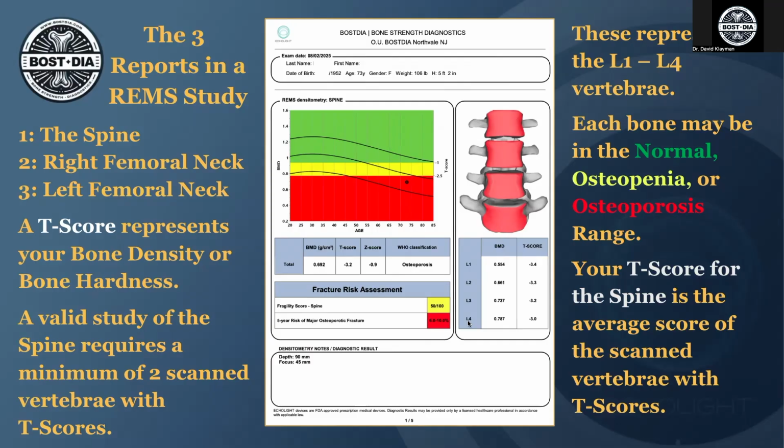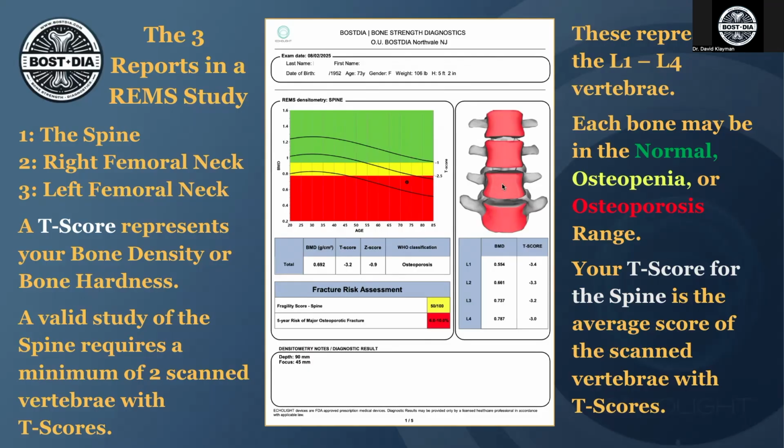Now, it's very important to know that in order for a REMS study to be valid in the spine, it requires that you have a minimum of 2 consecutive vertebrae that have been scanned and we have a T-score for. So you could have 2, 3, or 4 vertebrae as part of your study in the spine. The average of the score of either 2, 3, or 4 vertebrae is in the middle here, and that's what's called the overall T-score, and that's used for your overall diagnosis.